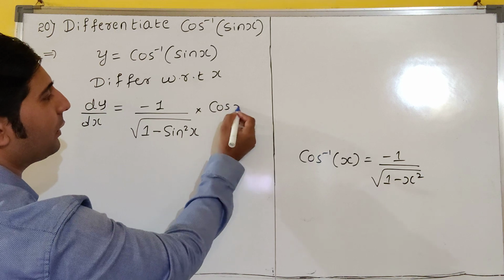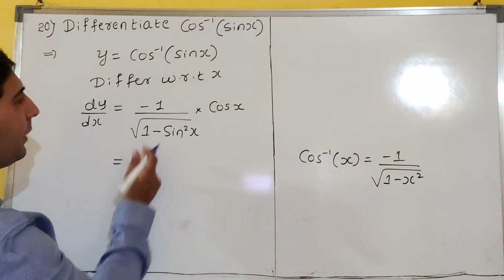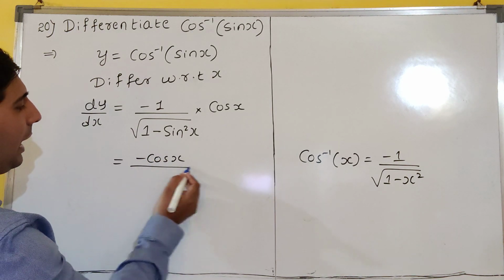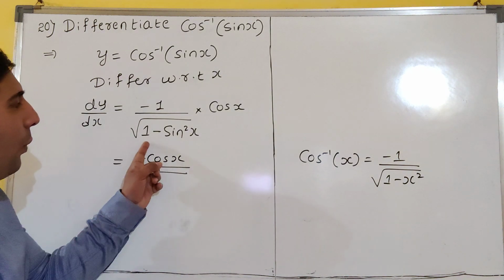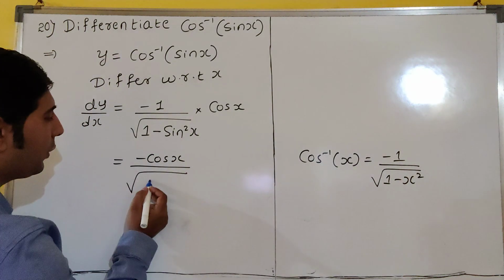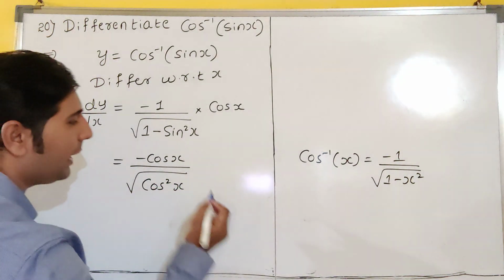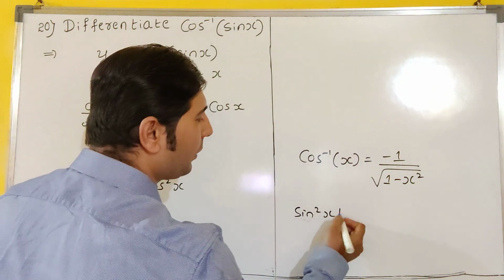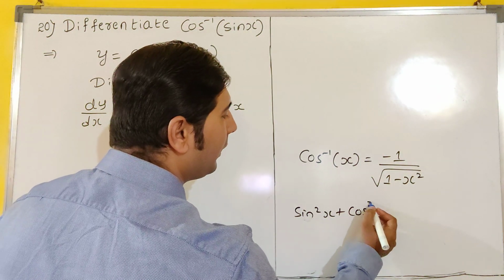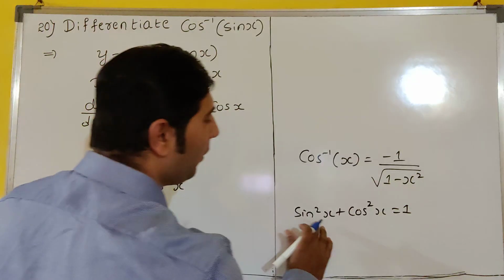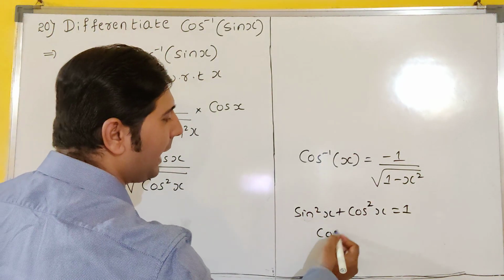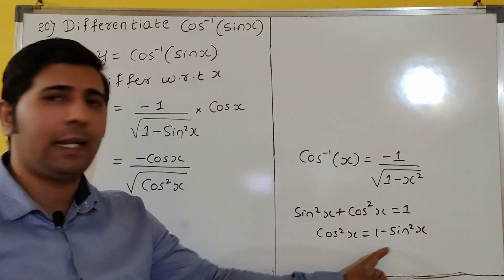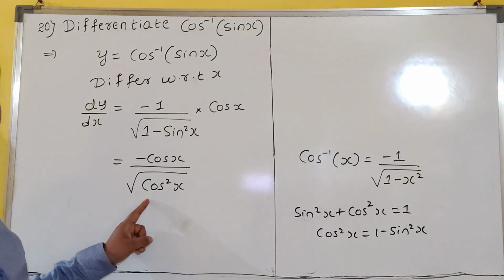Sin x derivative is what? Cos x. So now see, -1 into cos x is minus cos x, and square root of 1 minus sin square is what? Cos square or not? You have learnt this in 10th standard. Sin square x plus cos square x is equal to what? 1. So if you send sin square to that side, 1 minus sin square is nothing but cos square.